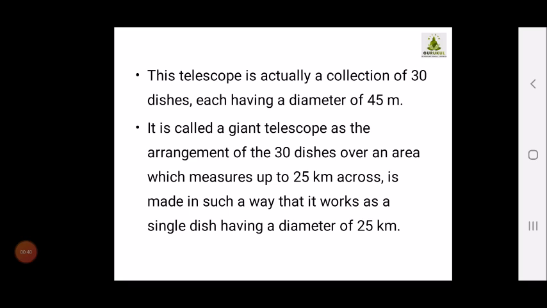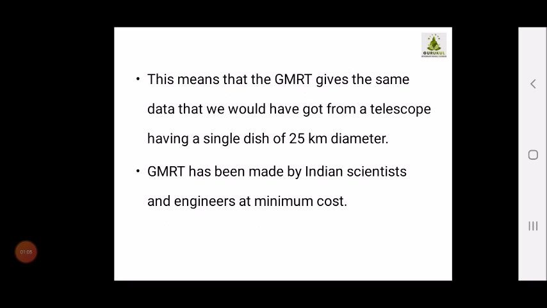This telescope is actually a collection of 30 dishes, and each dish has a diameter of 45 meters. It is called a giant telescope as the arrangement of 30 dishes over an area which measures up to 25 km across is made in such a way that it works as a single dish having a diameter of 25 kilometers. This means that GMRT gives the same data that we would have got from a telescope having a single dish of 25 kilometer diameter.